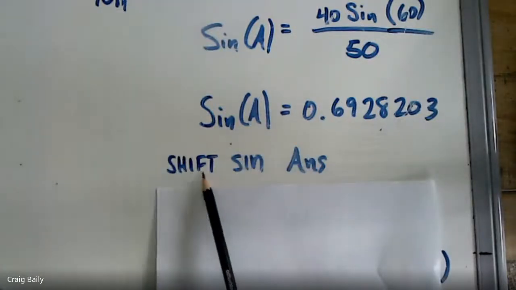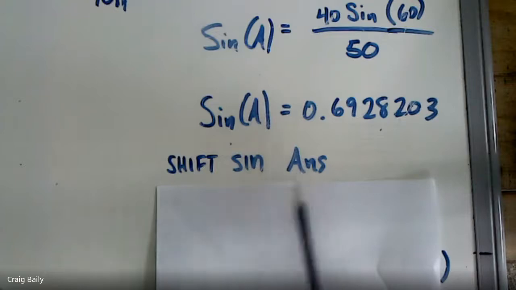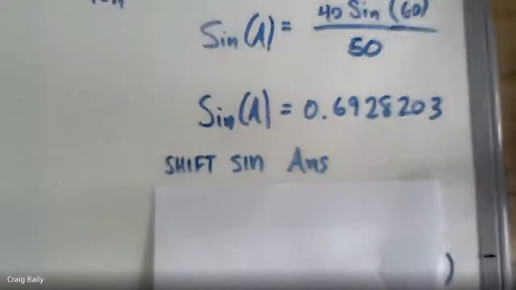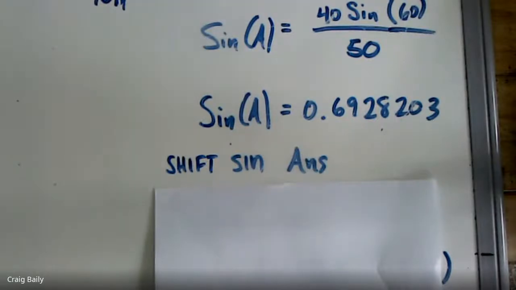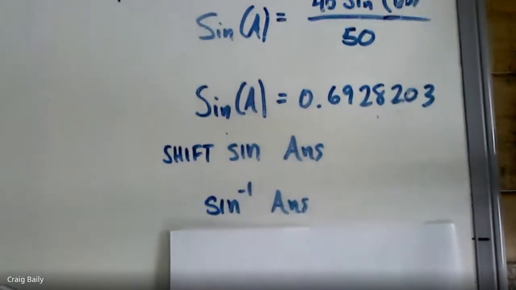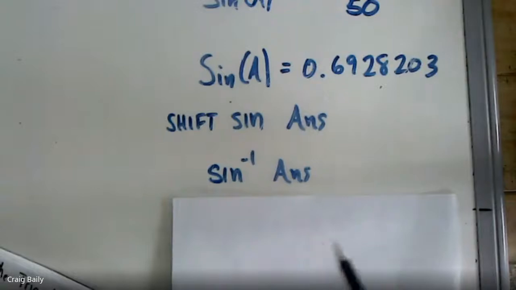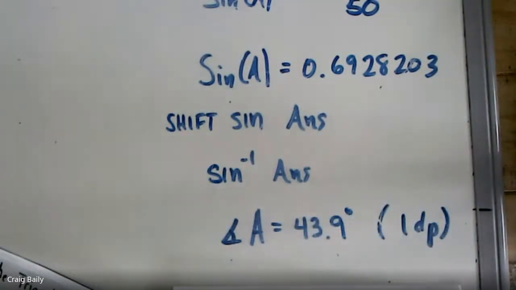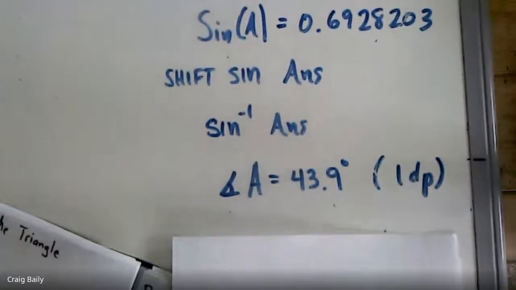So you're going to push Shift, Sine, ANS, and the ANS button right down there. So what that's going to come up on the screen, you're going to see sine to the -1 of that last answer, and that's going to give us angle A to be 43.9 degrees, rounded to 1 decimal place.